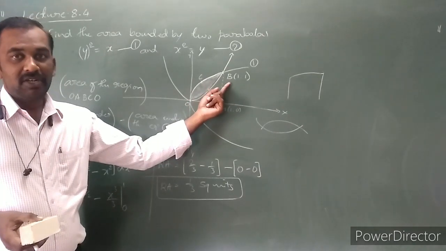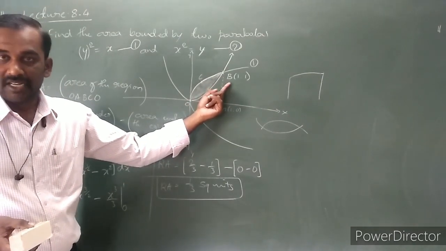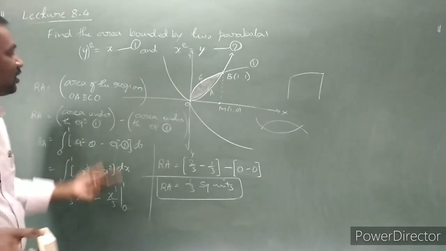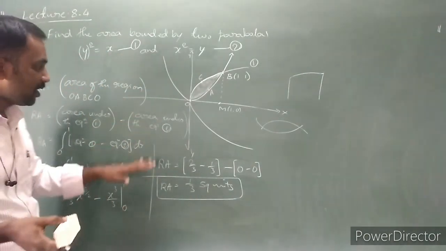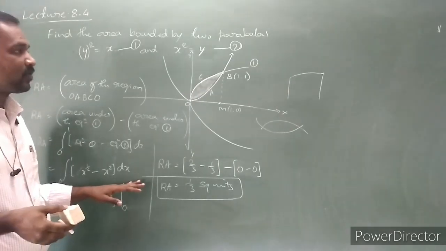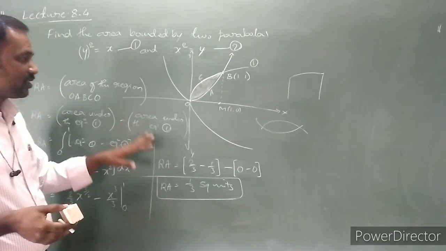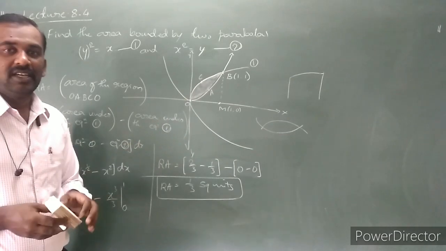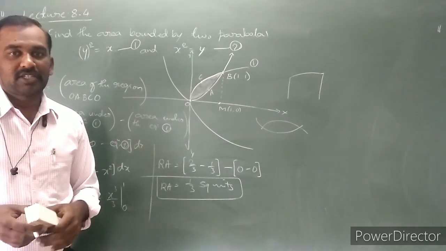Because the point of intersection will be different. So this is the required area for these two. In this manner, we have to find the area under the curves. I hope you have got this one. Just observe this to get the idea. Okay, now go to the next one.